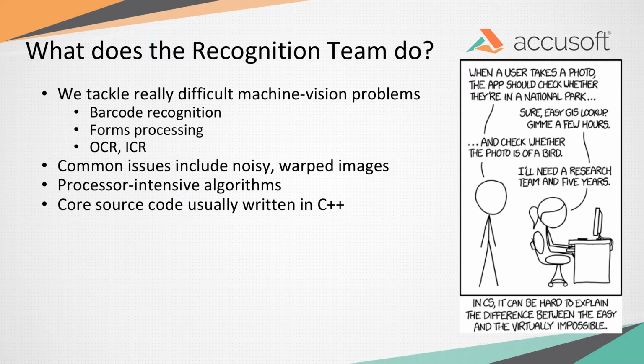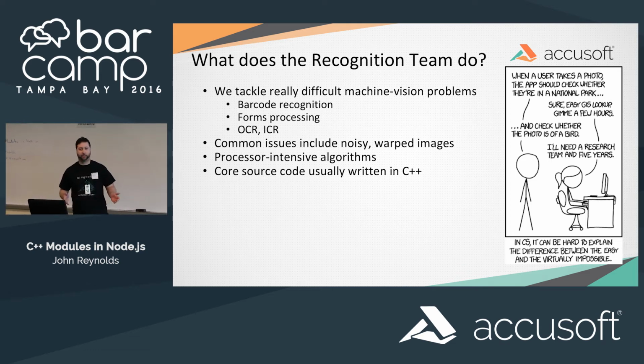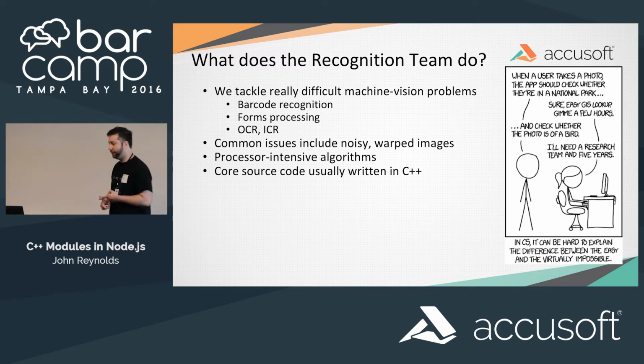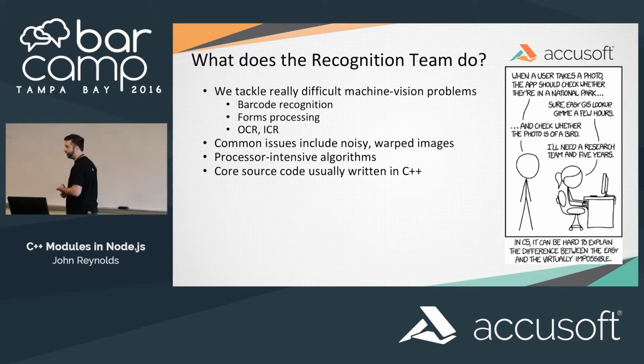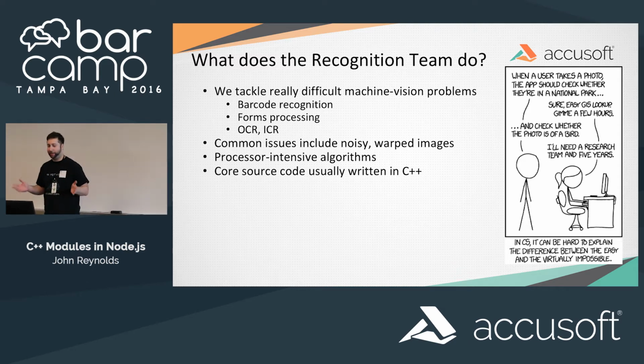We tackle some really difficult machine vision problems. These are things that are conceptually easy for humans to do, but are really difficult for machines to do. So we have SDKs for barcode recognition, forms processing, OCR, ICR. We have to deal with things like noisy images, warped images, perspective warping, all that stuff, lots of math involved.